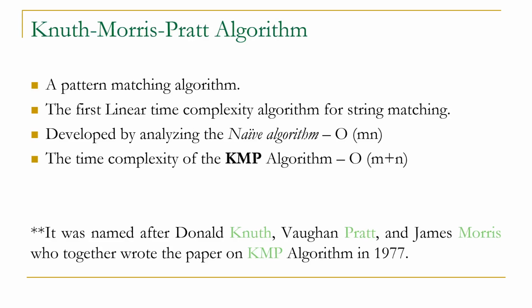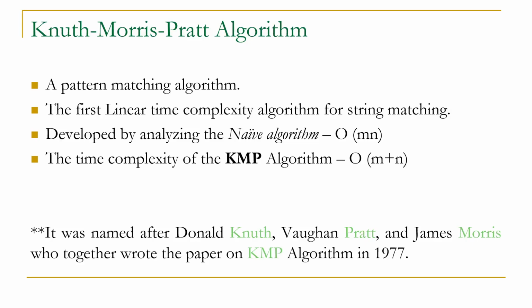Let's move on. The KMP algorithm, which is the Knuth-Morris-Pratt algorithm, is a pattern matching algorithm. KMP is the first linear time complexity algorithm for string matching, and it was developed by analyzing the naive algorithm, where the complexity is order of mn, and then finally it was improved to order of m plus n, which is the complexity of the KMP algorithm.